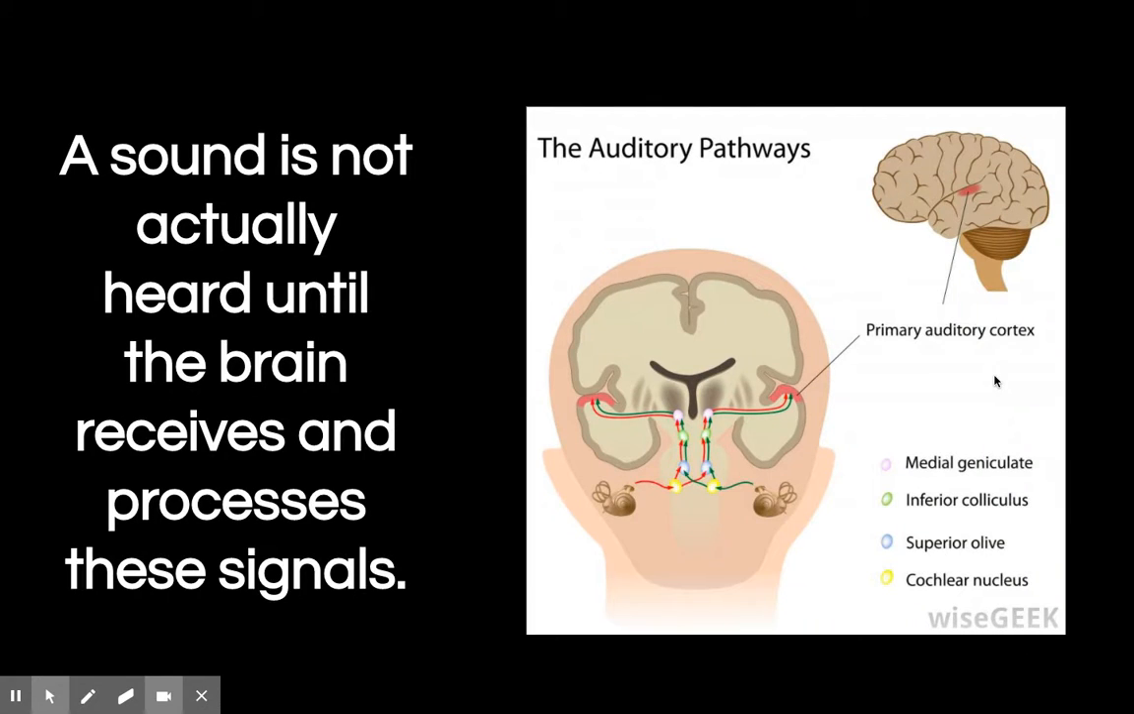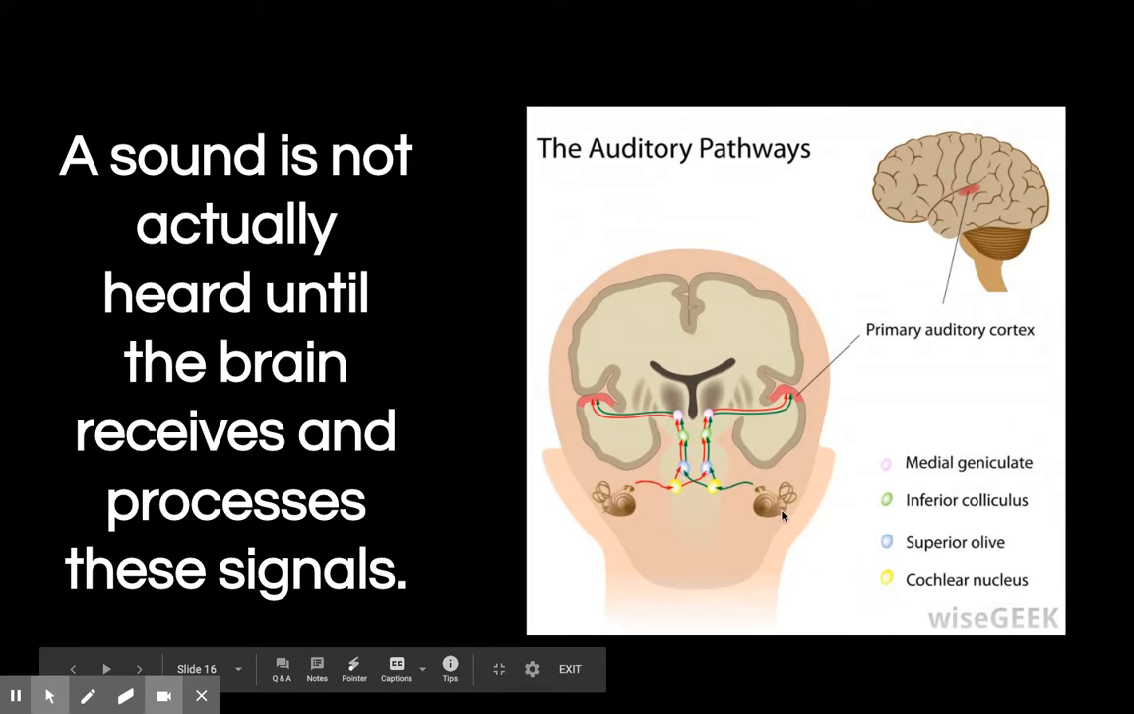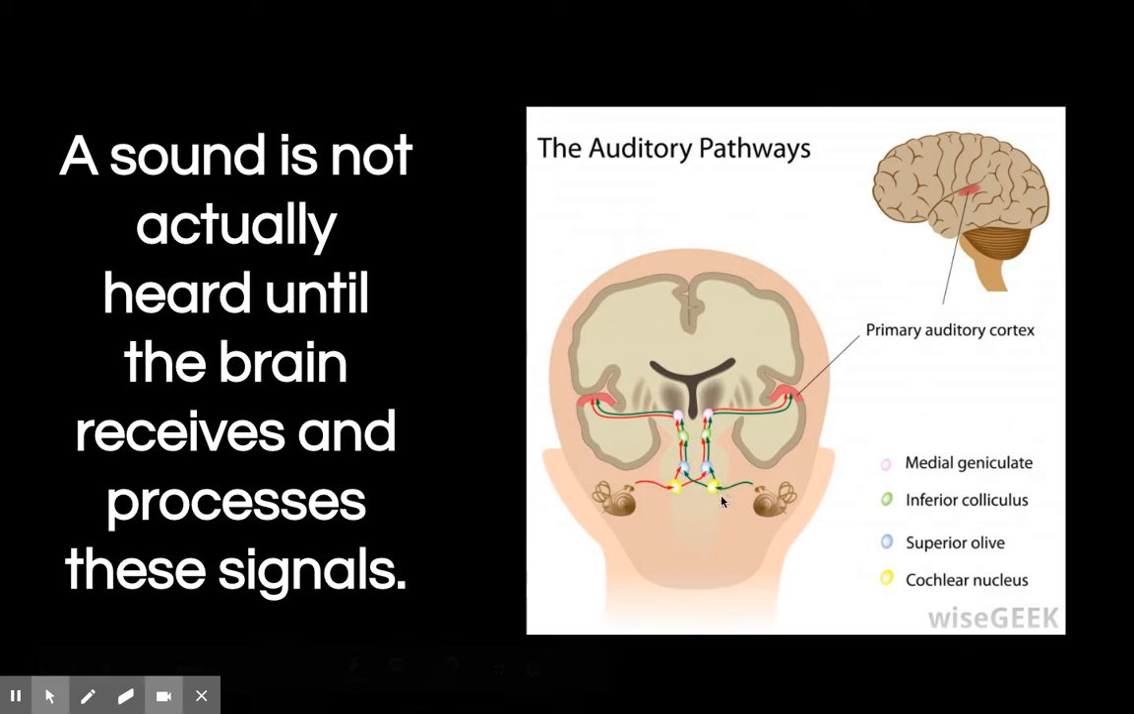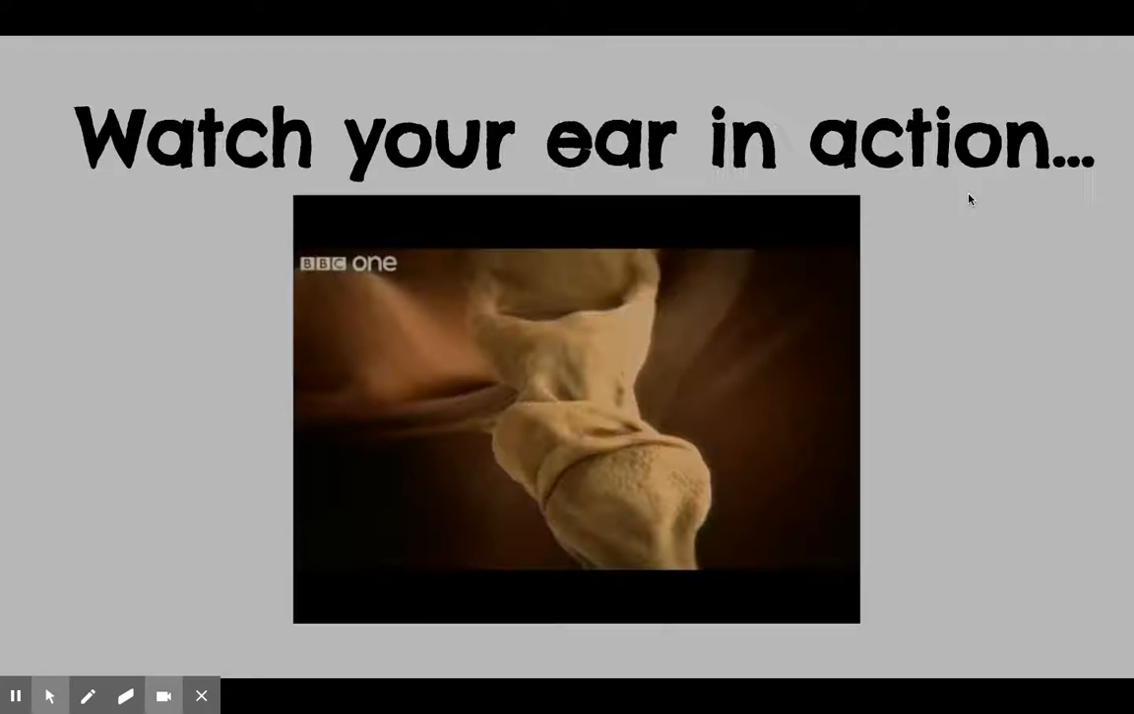A sound is not actually heard until the brain receives it and gets that signal. So you can see the ear, here's the cochlea, the sound comes in here and it goes to this part of your brain right here. And that's where you actually interpret what the sound means.